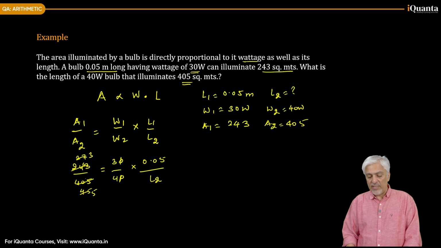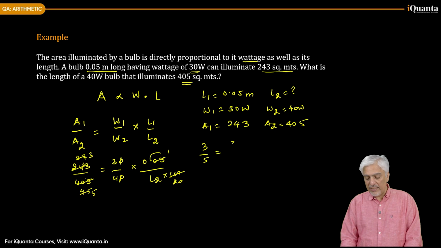So let's see where we have reached. And you can remove the decimals over here if you want. You can put 100 over here. So that can also cut. 5 1s are 5, 20s are 100. So let's see whatever we got. We've got 3 upon 5 is equal to 3 upon 4 multiplied by 1 upon 20 L2.